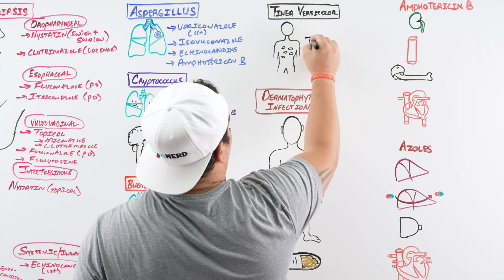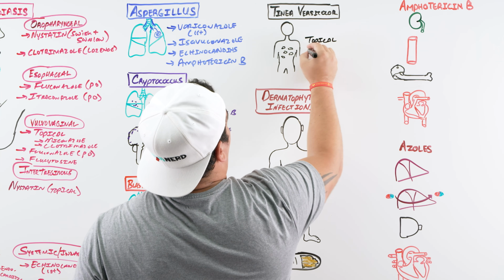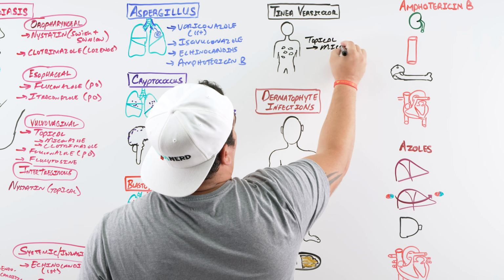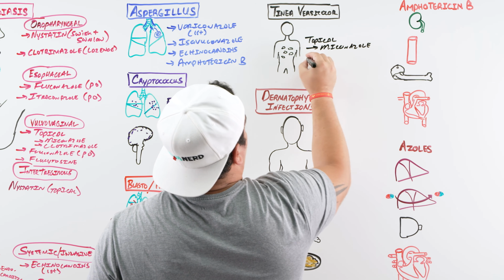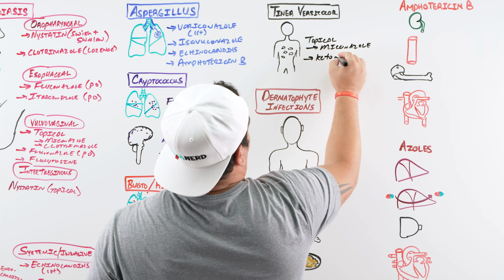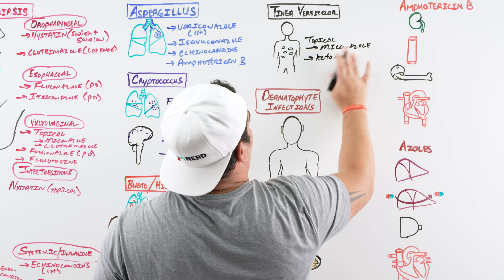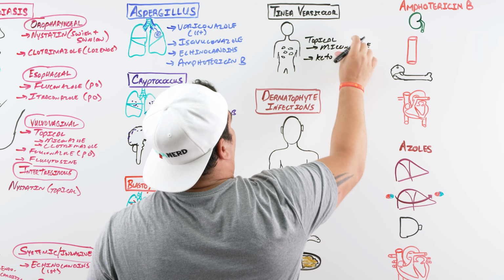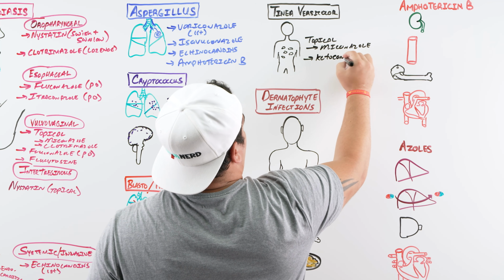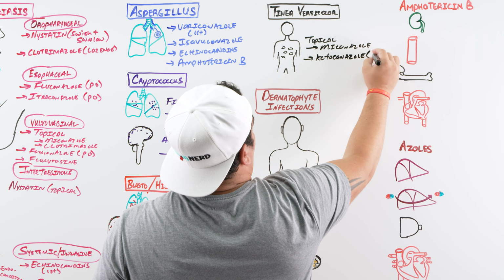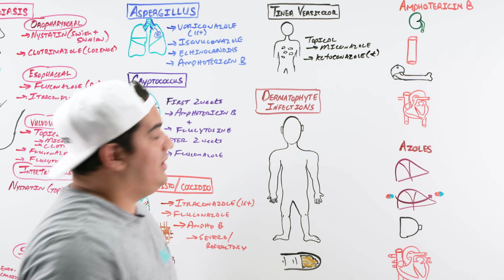So you would do something like a topical, and with these topicals, you would do something like miconazole, but actually preferred seems to be ketoconazole. So I would remember ketoconazole as the preferred agent in this condition. I'll put an asterisk there for that one. All right, tinea versicolor, done.